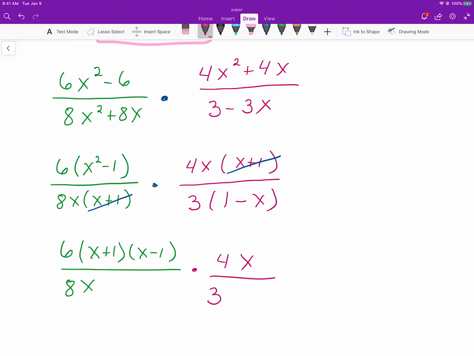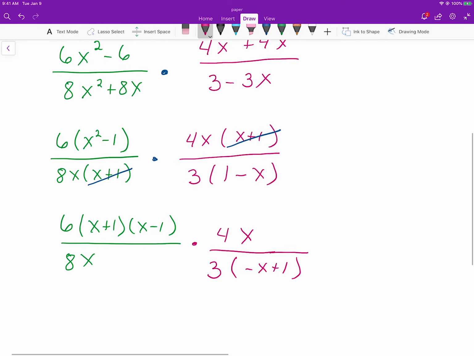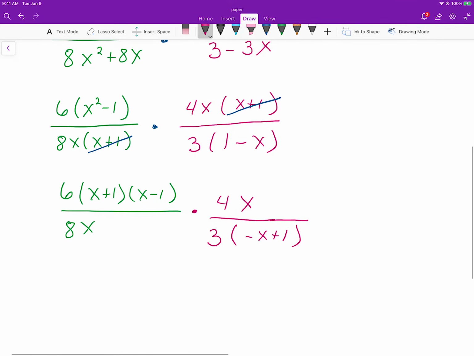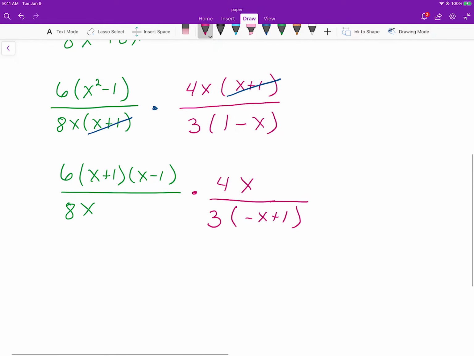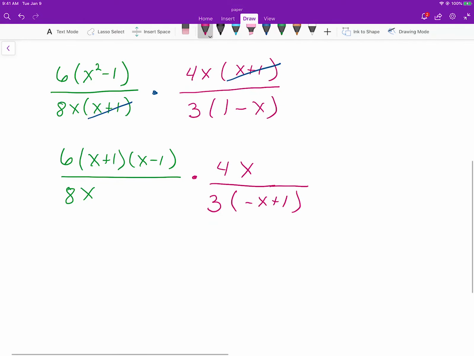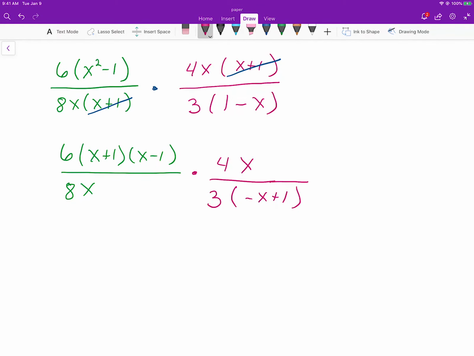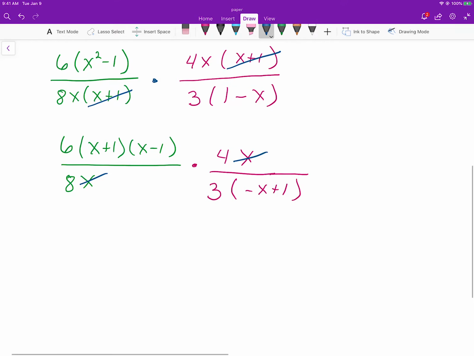And I'm going to switch the order. You'll see why in a minute. Negative x plus 1, just to show you they're the exact same thing. All I did was switch the order of the 1 and the negative x. Okay. Now, the 6 and the 8, I can start reducing or multiplying across. It doesn't really matter, I could do this either way. Noticing I have an x in the denominator and the numerator, I can cancel those out.